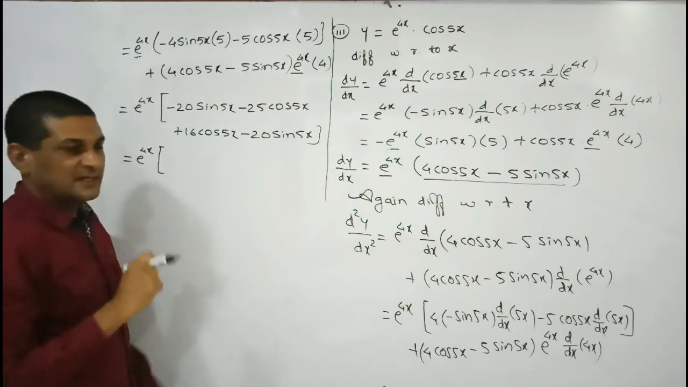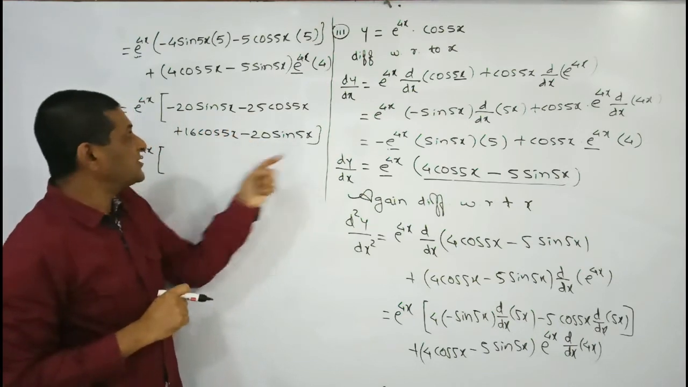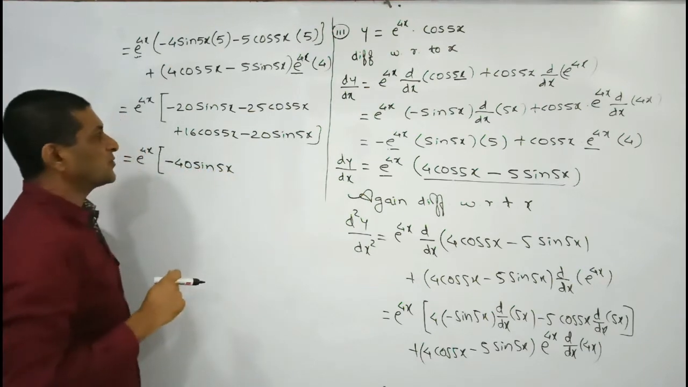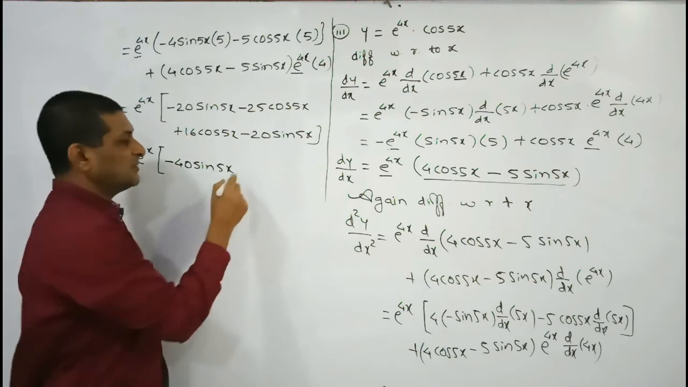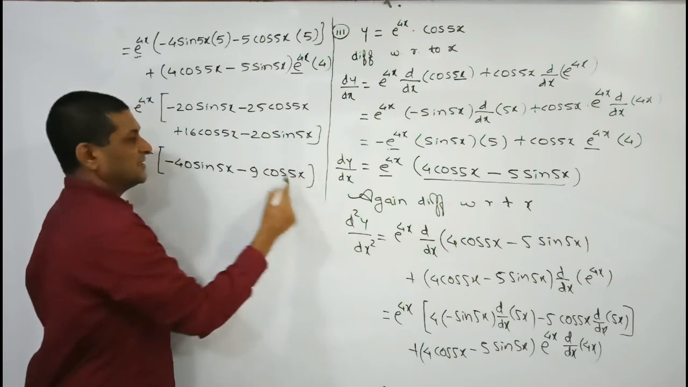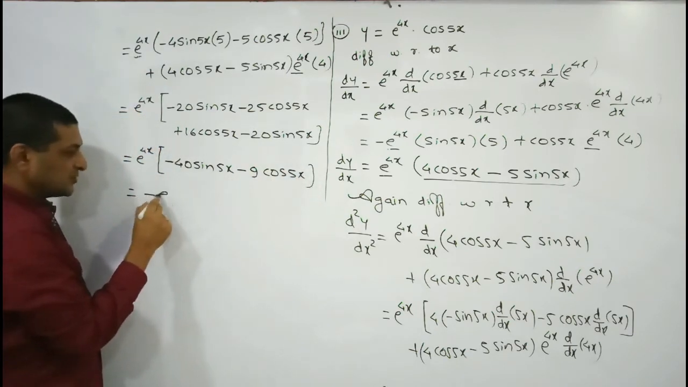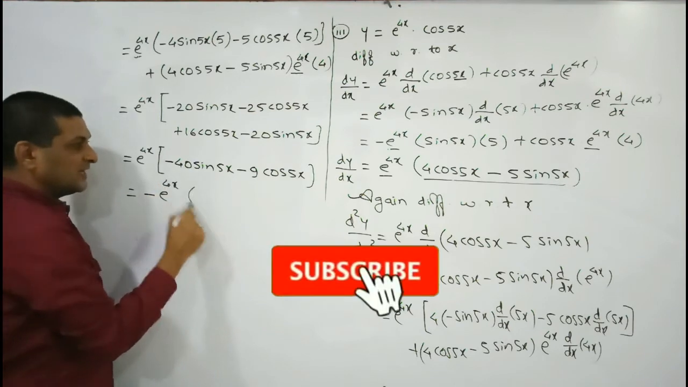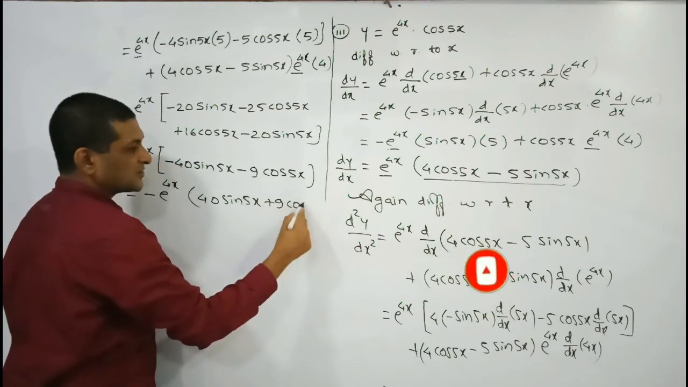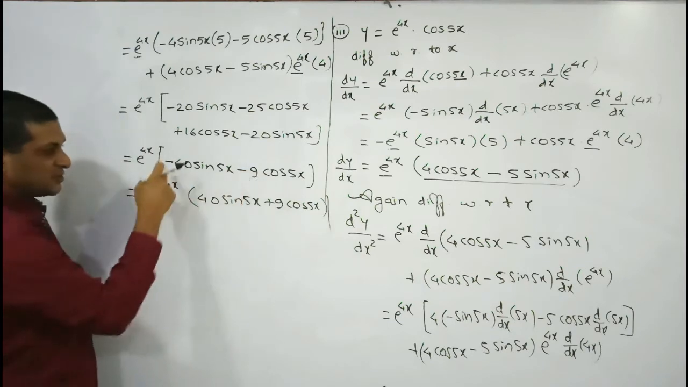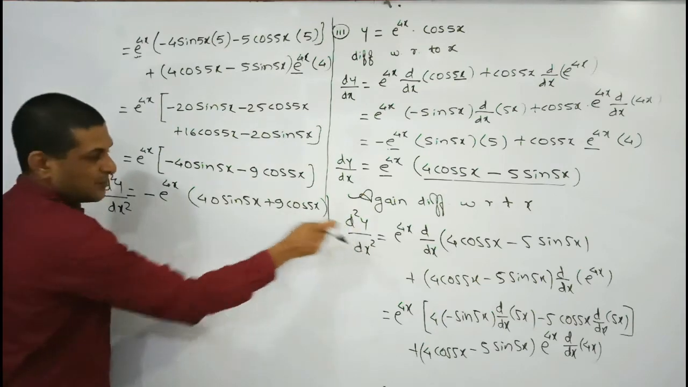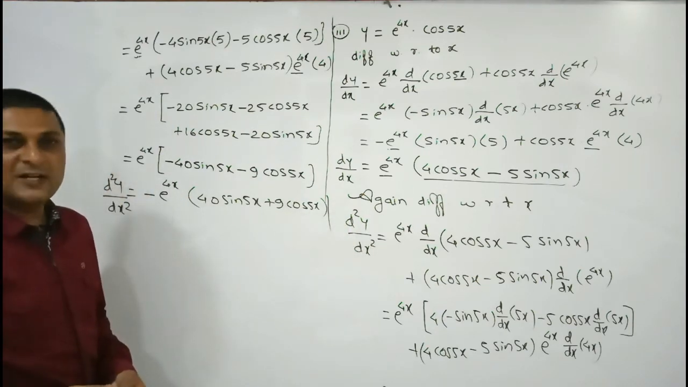First collect the terms of sine. So minus 20 sin 5x and minus 20 sin 5x will be minus 40 sin 5x. Now collect the terms of cos. Minus 25 plus 16 will be equal to minus 9 cos 5x. If I am taking minus common from both the terms, so here we will get minus e raised to power 4x into 40 sin 5x plus 9 cos 5x. Just simply we have taken minus common from both the terms, and this is nothing but the value of d2y upon dx square, our second order derivative.